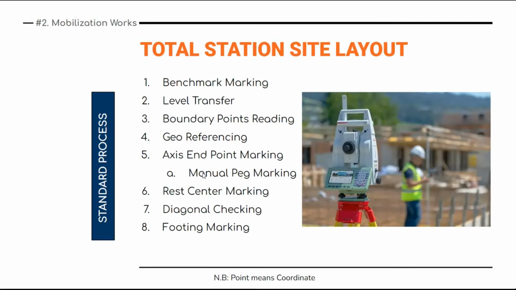After that, axis endpoint marking is done via the total station. Then manually put the peg at the point which has been located by the total station. Then from that, the rest of the center line marking is done. Okay, it is done manually. Even all the center markings, axis points are given via the total station. Okay, after that, check the diagonals. If it is correct, then go ahead with the manual footing marking. So this is it for the total station site layout.